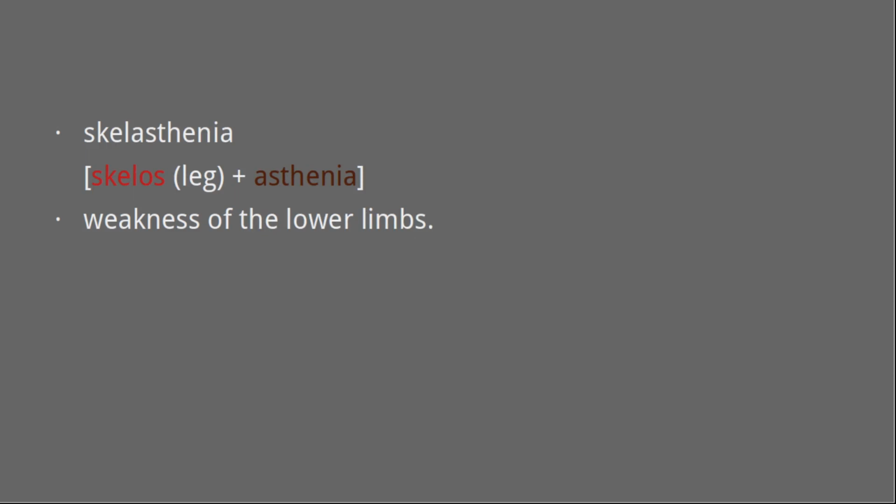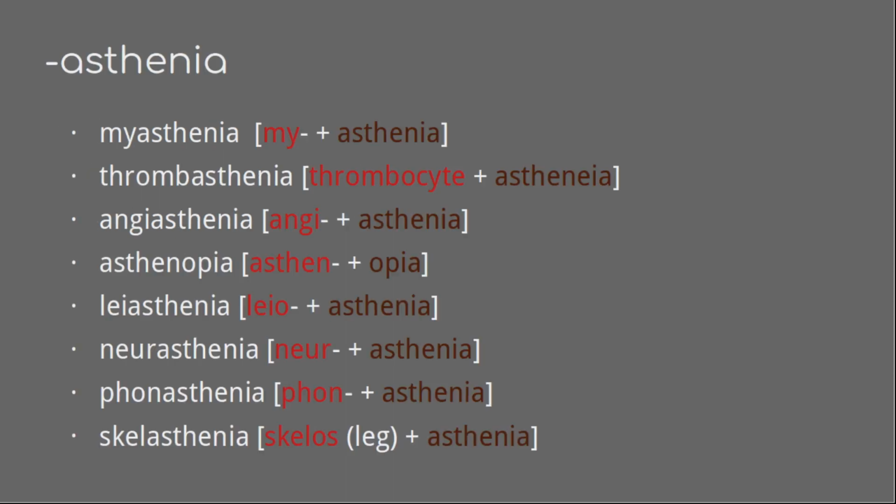Last but not least, sclerosthenia is a term used to describe weakness of the lower limbs. The word is derived from skelos, which means leg, and asthenia, meaning weakness. Therefore, sclerosthenia can be understood as weak legs. That concludes our discussion of the medical terminology suffix asthenia.